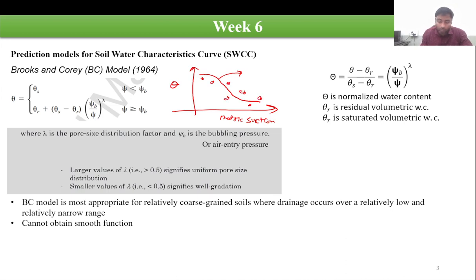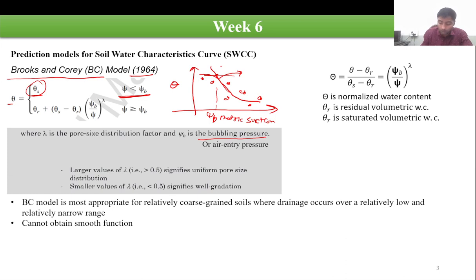Okay, so one of the methods for the prediction is given by Brooks and Corey in 1964. As we have discussed, the air entry point is where, if we draw two straight lines, they meet somewhere here. So this is the point where the air entry will start. That is called the bubbling pressure point. Up to that point, the value of theta, the volumetric water content, is going to be equal to the saturated water content.